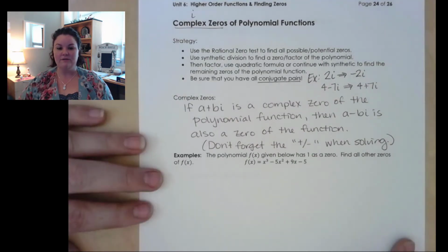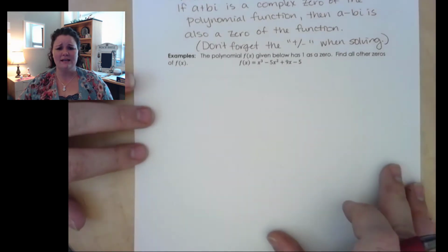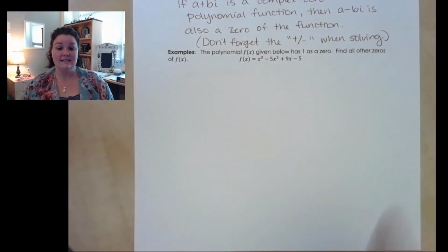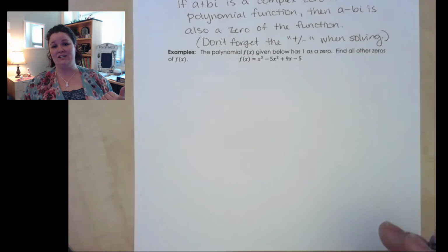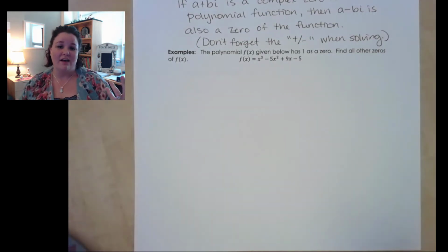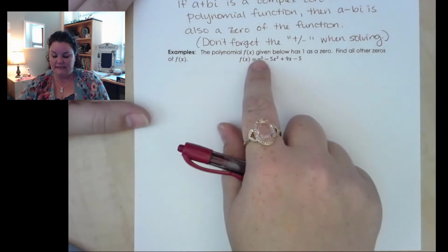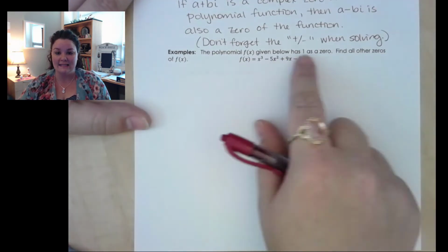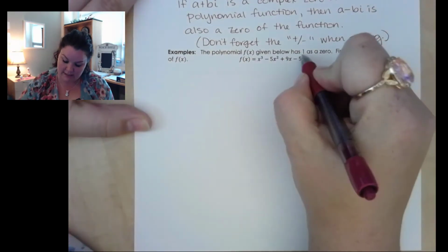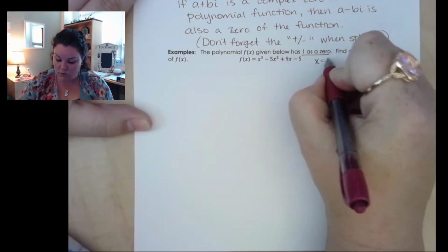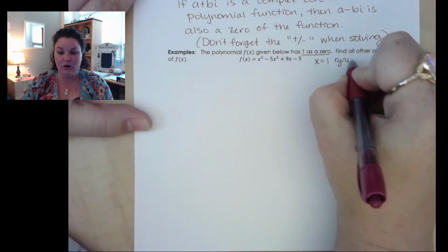All right, so let me look at a few examples. I'm not going to do a ton because, like I said, the process itself is exactly the same as the last section. It's just we might get answers that have i's. So this one says the polynomial function f of x given below has 1 as a 0. So if it has 1 as a 0, that means that x equals 1 is a 0.